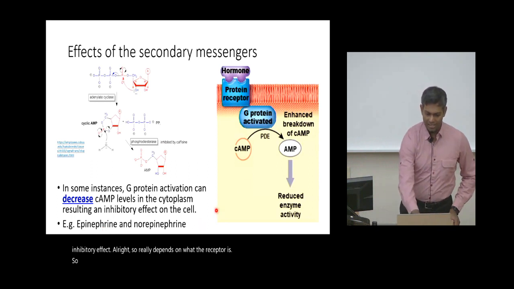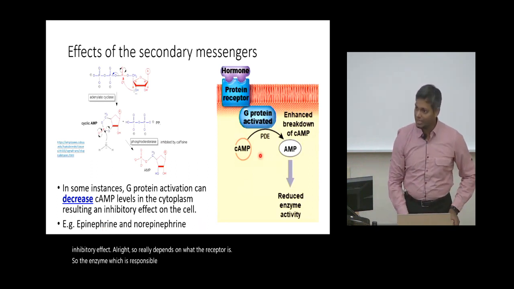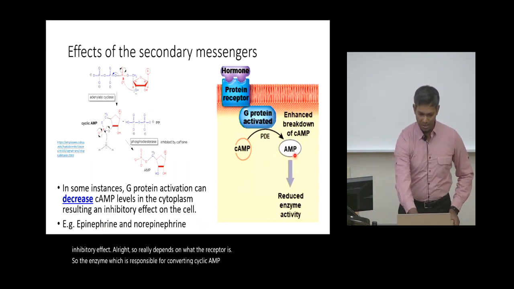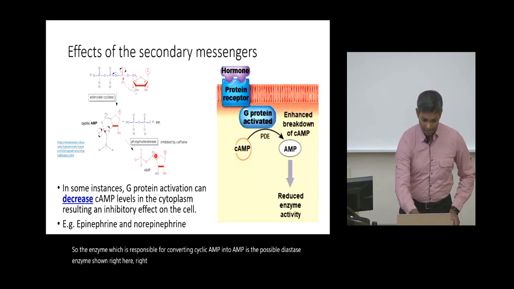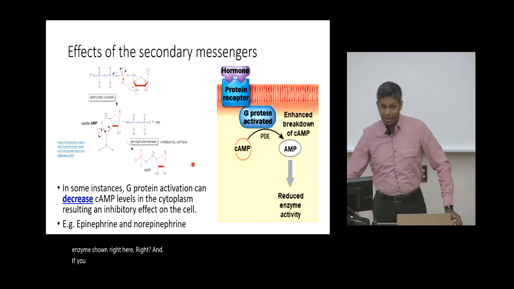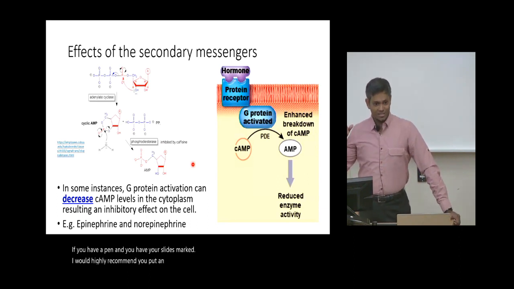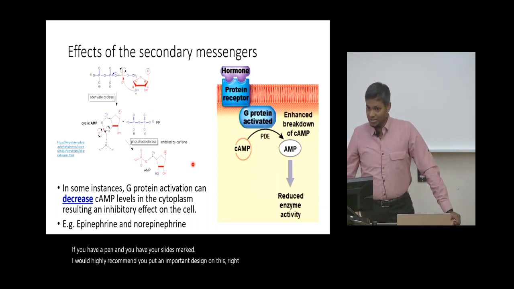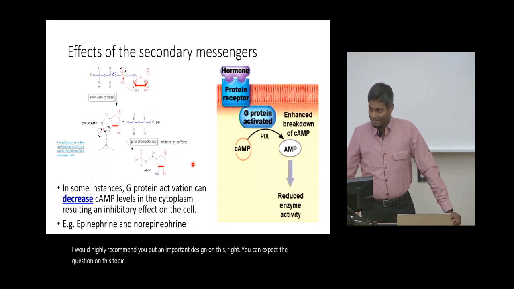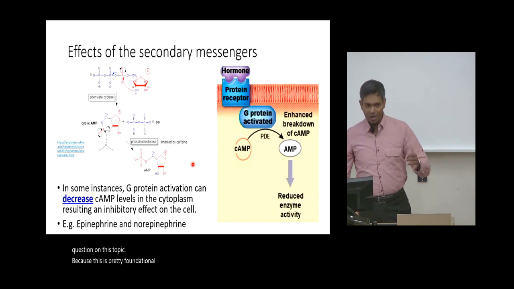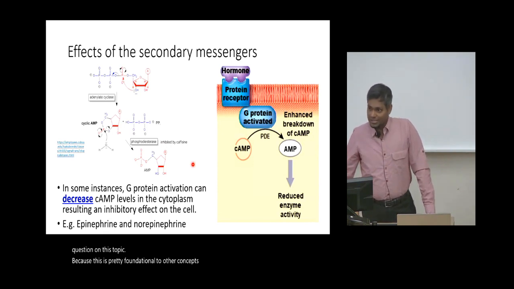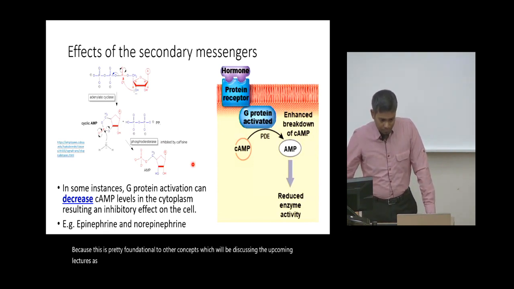The enzyme which is responsible for converting cyclic AMP into AMP is the phosphodiesterase enzyme shown right here. If you have a pen and you have your slides marked, I would highly recommend you put an important sign on this. You can expect a question on this topic, because this is pretty foundational to other concepts which we'll be discussing in the upcoming lectures as well.